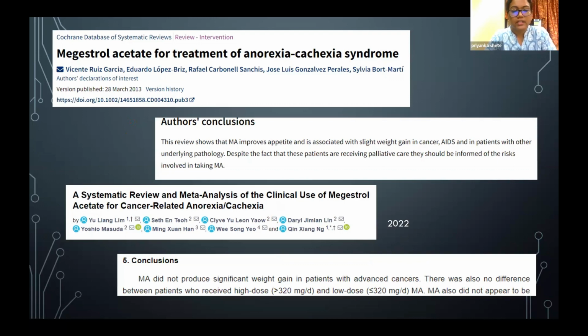megestrol acetate. Then there is a systematic review and meta-analysis of the clinical use of megestrol acetate for cancer-related anorexia and cachexia. The conclusion is megestrol acetate did not produce significant weight gain in patients with advanced cancer. There was also no difference between the patients who received high dose and low dose megestrol acetate. Megestrol acetate also did not appear to be.